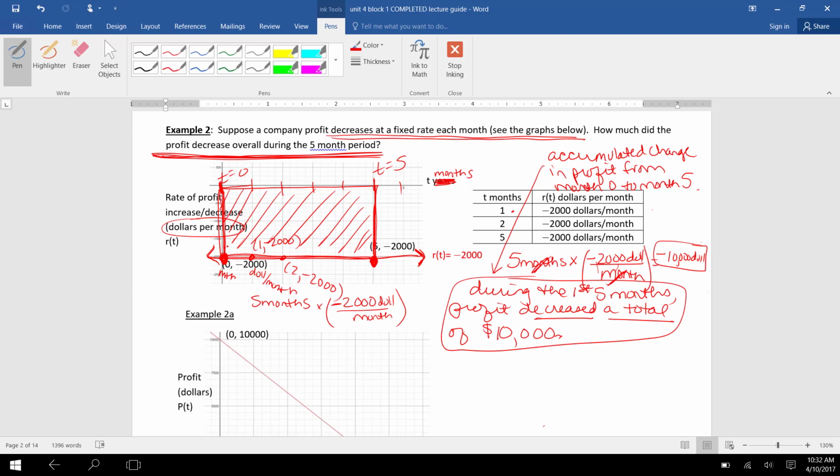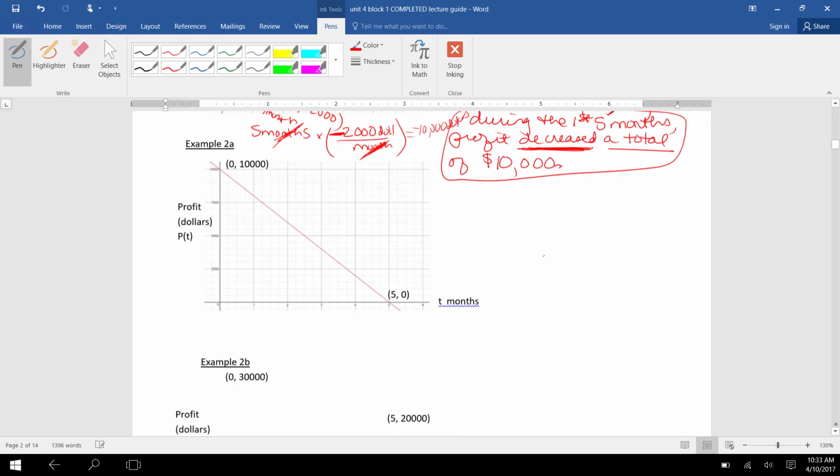The profit could go down. Since the rate function is negative, the derivative is negative, it means the profit was decreasing on that span. So we count that accumulated change as negative. So I think of this as base times height, where the height is actually negative. So the months on the top cancel with the months on the bottom. I multiply it out, I get negative 10,000. And the units are dollars. It's not saying that the profit is negative $10,000. It's saying that from month 0 to month 5, the profit decreased a total of $10,000. And again, it's like this area between the rate function and the x-axis, but because it's below the x-axis, we count that height as negative.